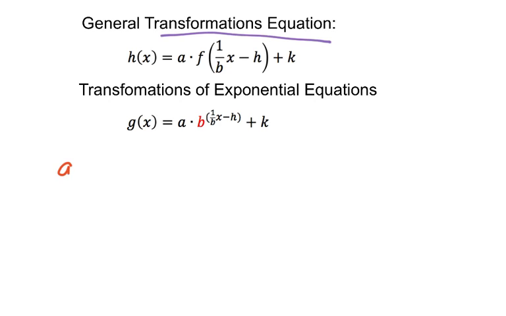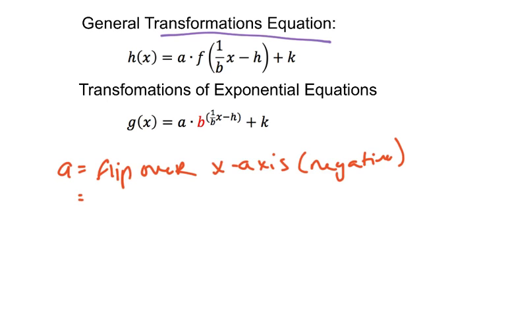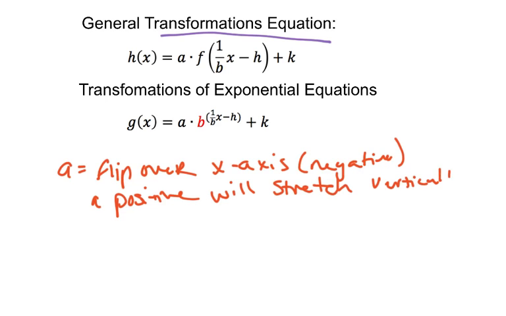So your a value in this case is going to talk about how it might flip over the x-axis if we're talking about a negative a. And if your a ends up being positive, it's going to stretch the graph vertically. And if a is negative, it will compress it vertically.